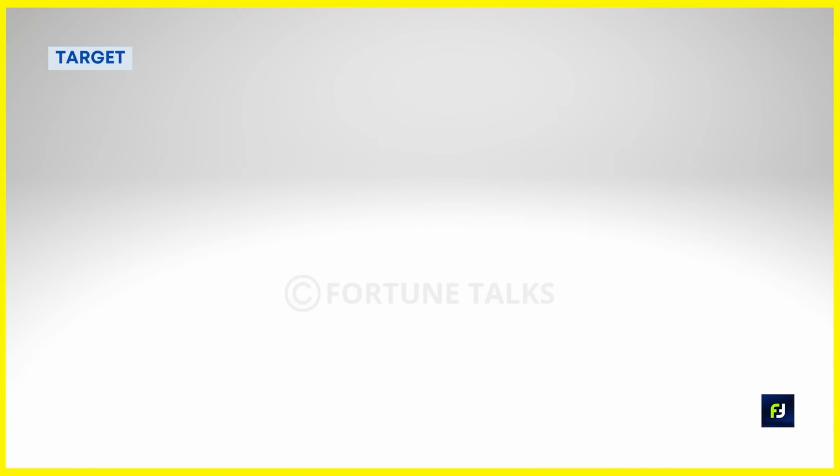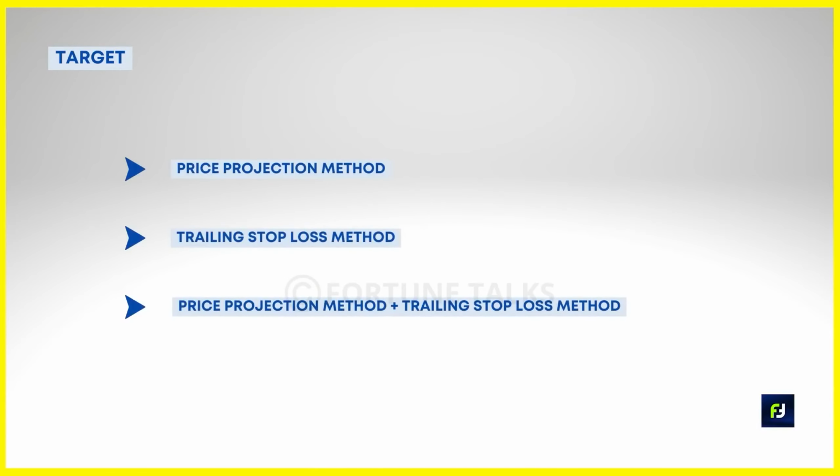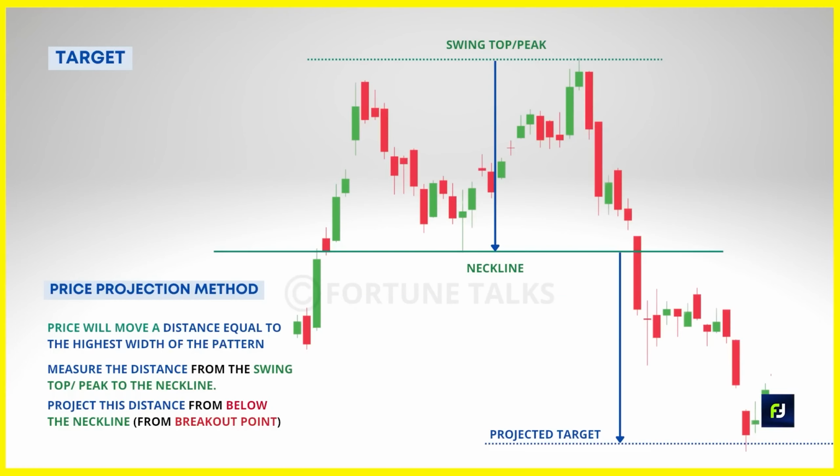Now how to set your targets? As you may have guessed, there are 3 techniques to exit your trades: price projection, trailing stop loss, and a combination of these 2 methods. Let me explain each one of them. The price projection focuses on price exhaustion. The idea is that prices will move an equal distance to the highest width of the pattern after the breakout. Now, the highest width of this pattern is from the neckline to the swing top or the swing high. So all you have to do is to identify the distance from the swing top to the neckline. Then project this distance from the neckline towards the downside. This will give you your desired profit target.